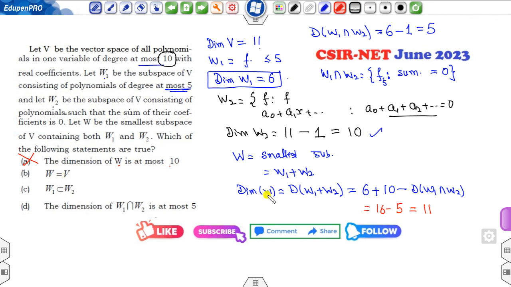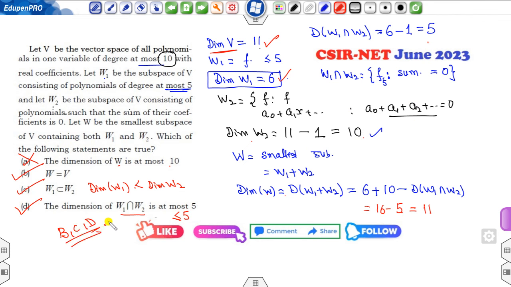V is equal to W. Dimension of V is 11. Both the dimensions are the same. Fine. If this happens, then we have to check that the dimension of W1 is less than the dimension of W2. Dimension of W1 is 6. Dimension of W2 is 6. Fine. Dimension is at most 5. So equality appears. Yes, so B, C, D are my right answers of this problem.